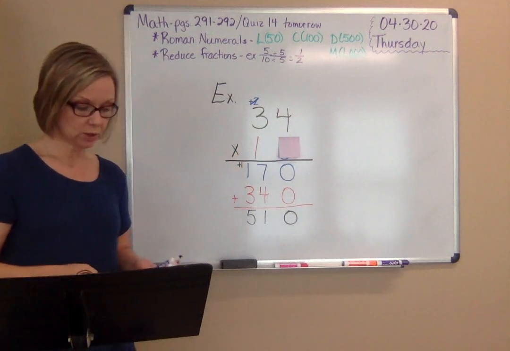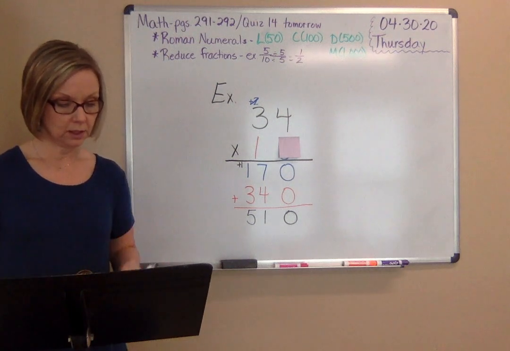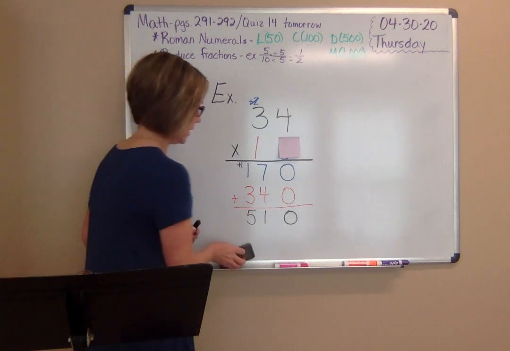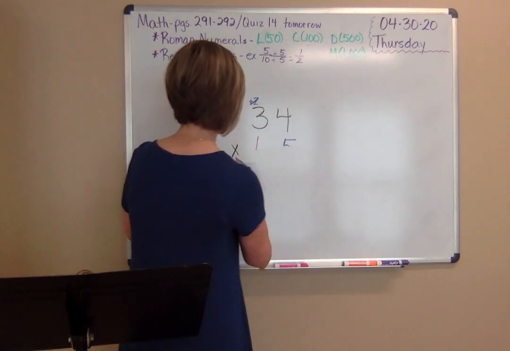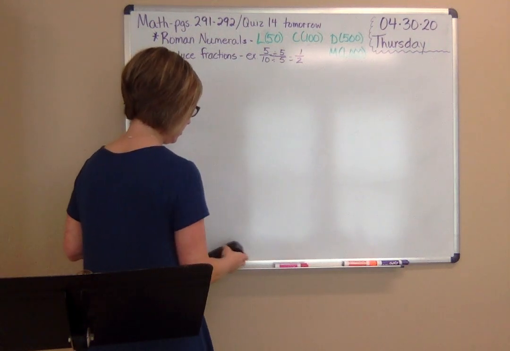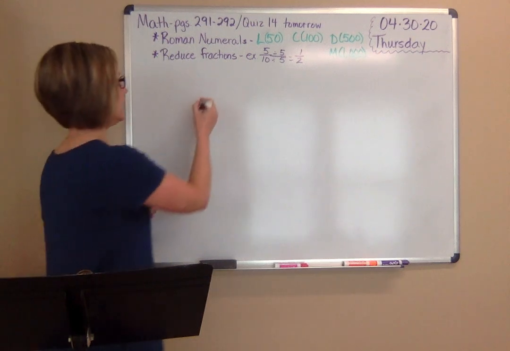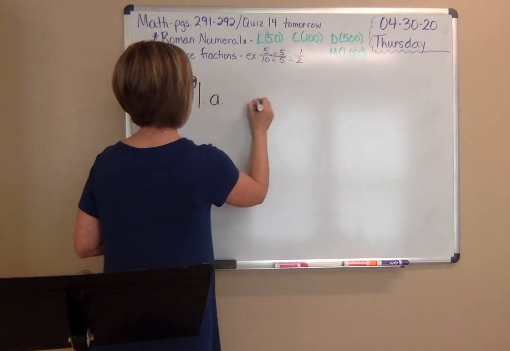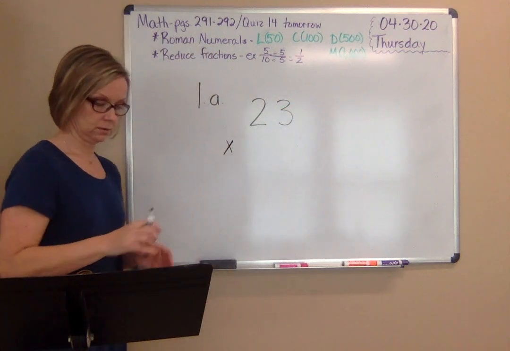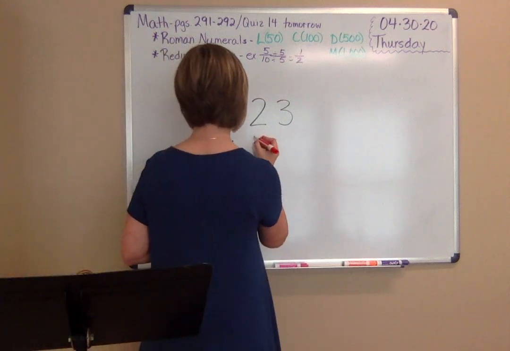All right, so let's go ahead and look at our paper for today. If you want to go ahead and start 1A, just give me a chance to get caught up here. We're going to do a couple of these together. So for 1A, you have 23 times 24.